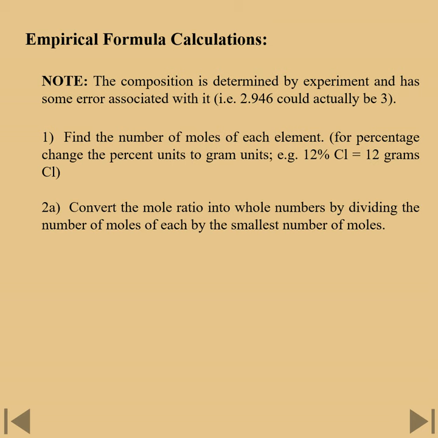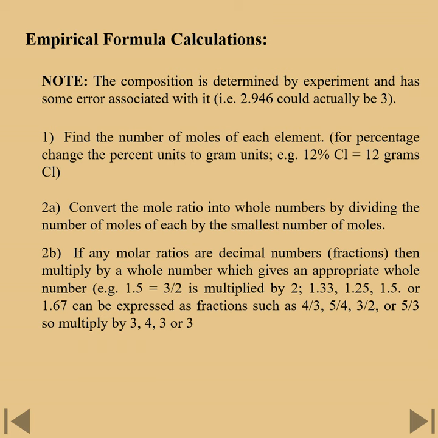Now, we need to convert each of these numbers into moles, and we want to get the simplest whole number ratio. So once they are in moles, we would divide by the smaller number of all those numbers of moles. And sometimes we're done at this point, but a lot of times we're not. And we might get a number like 1.5 or 1.33.